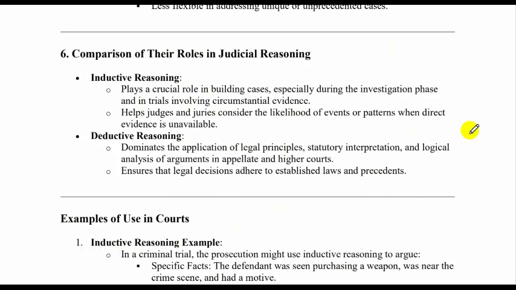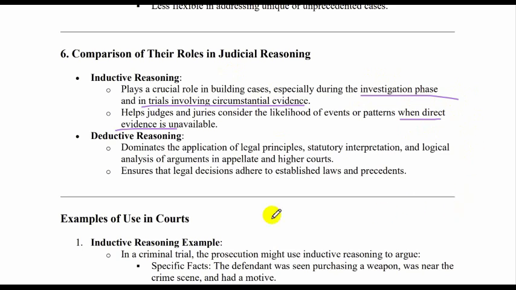Comparison of their roles in judicial reasoning. Inductive reasoning plays a crucial role in building cases, especially during the investigation phase and in trials involving circumstantial evidence. So wherever there is a trial involving circumstantial evidence or during the investigation phase, inductive arguments are used. It helps judges and juries consider the likelihood of events or patterns when direct evidence is unavailable. So whenever direct evidence is not available, we use inductive reasoning. All of these points we can also use to distinguish between the two if it comes in our question paper.